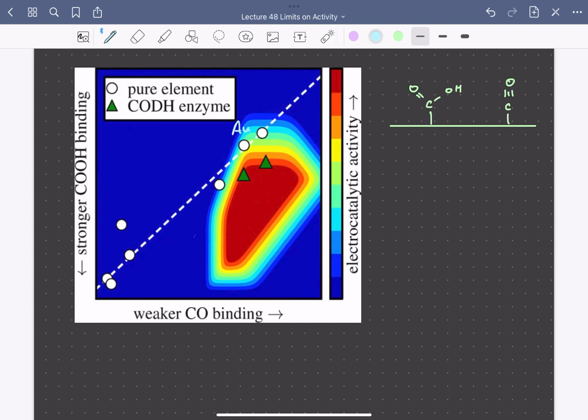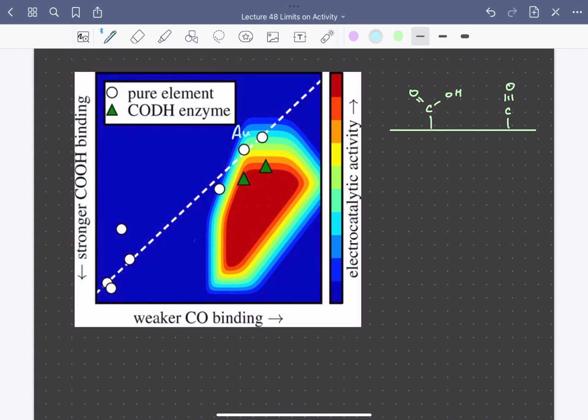So again, the reason why this scaling relation exists for metals is because they can't differentiate at a molecular level between COOH and CO. The stability of both adsorbates is dictated by the strength of the metal-carbon bond. To access higher activity, essentially what we need to do is break this scaling relation by designing an active site that can differentiate between COOH and CO and therefore decouple their binding energies.